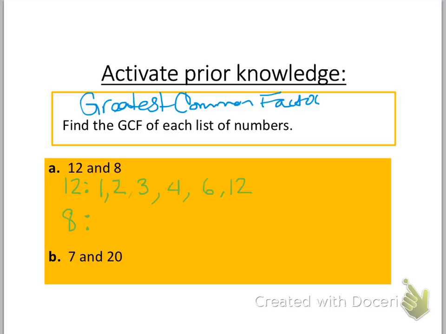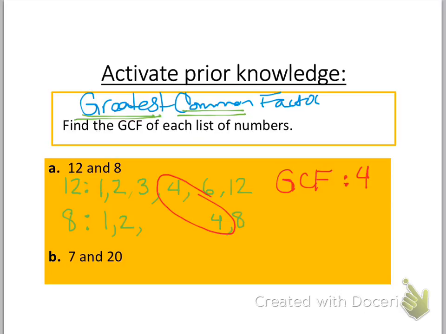I'll show you again. So factors of 8 are 1 and 8, 2 and 4, and 3 doesn't work, so it's those 4 factors. So I'm looking for the greatest common. The biggest number that they have in common is 4. So the GCF of 12 and 8 is 4. Why don't you try the GCF of 7 and 20 right now on your own?